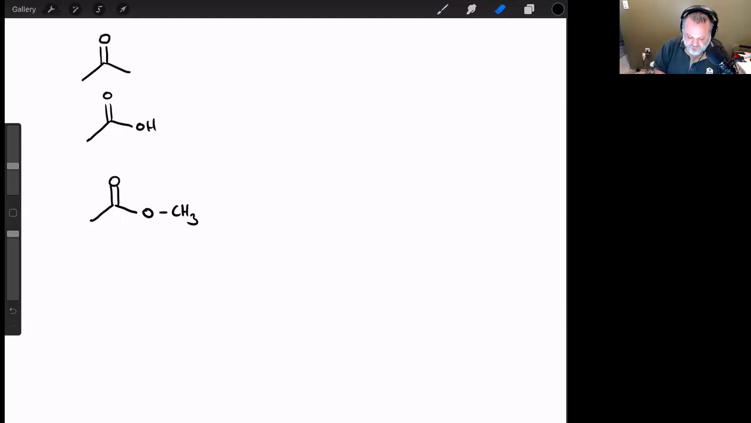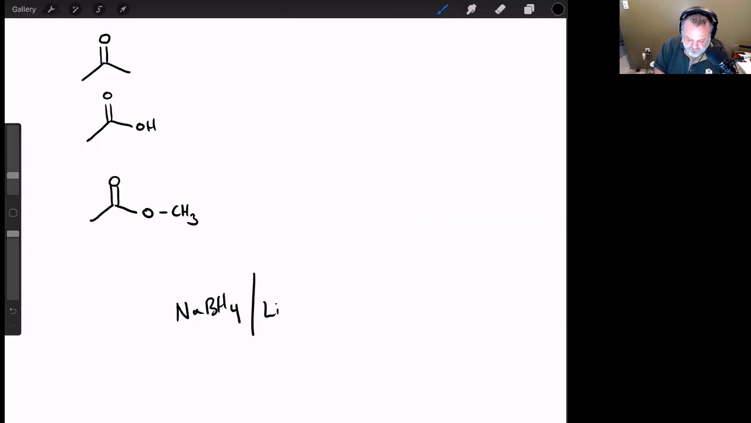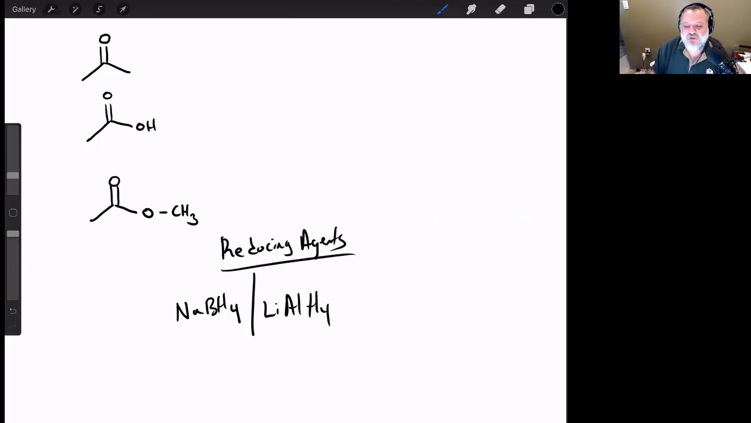And at the end of the day, there are two reagents that we want to think about. There's sodium borohydride, NaBH4, and lithium aluminum hydride, LiAlH4. Both of these are reducing agents. What we're talking about right now is how they reduce carbons that have bonds to oxygen. But later on, we're going to talk about how they reduce carbons that have bonds to other atoms. But at the end of the day, they're still going to be reducing agents.